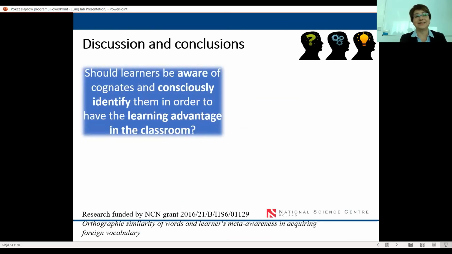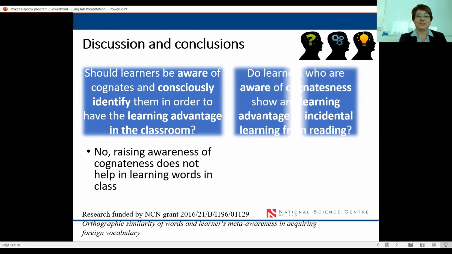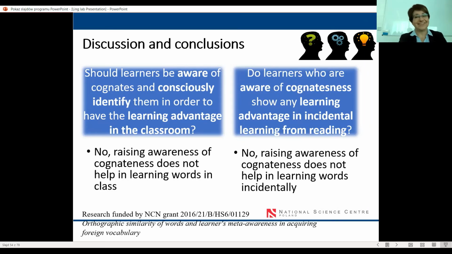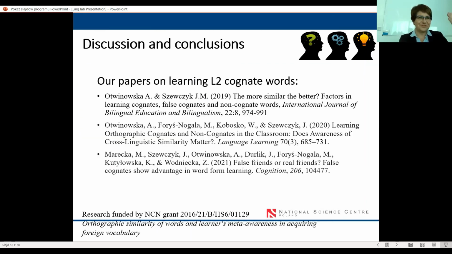The take-home message is that, okay, that was the first question and the answer was no. That was the second question, the answer was no. So generally raising awareness didn't actually change much in our studies. If you want to have a look, these are our papers on learning second language cognate words and false cognate words. They're listed here. They were all funded by the NCN grant.